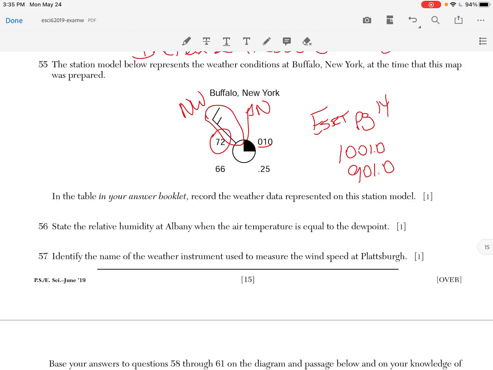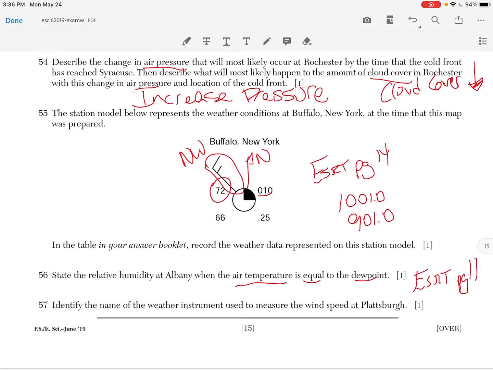All right, question number 56. The relative humidity at Albany when the air temperature is equal to the dew point. That's key, equal to the dew point. What is that? That's something that you can either memorize, or you can get some hints from your reference table. Specifically, page 11 of your reference table has information about dew point and relative humidity. We'll take a look at that in a second, but let's just look at Albany at the moment.